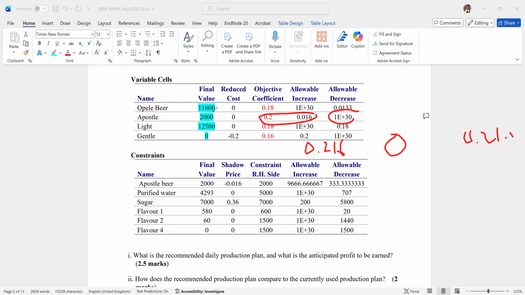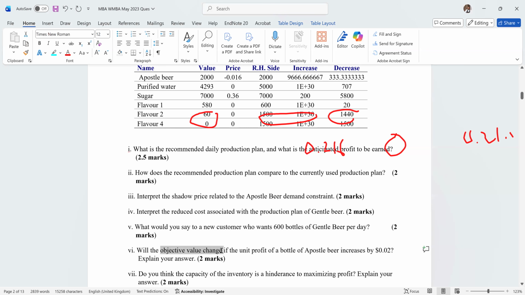So what we know is that the optimal solution is not going to change. The 2,000 will still remain the same. But what is going to change is the profit, because the question was also on the profit. The person asks whether the objective function, that's the profit value, will change.